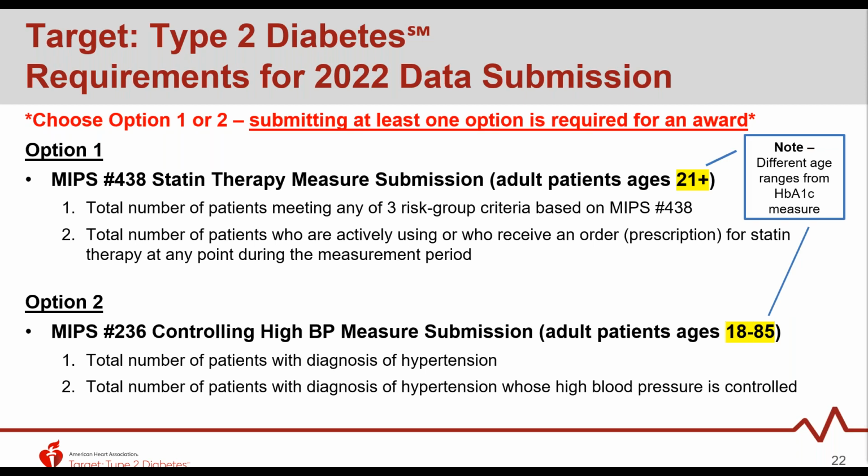NQF 59 diabetes measure, you can choose to submit data for either the MIPS 438 statin therapy measure or the MIPS 438 controlling high blood pressure measure. These correspond with the data from the previous two programs. I'll highlight that they do have different age ranges, so prepare to look for that when you're pulling your query.